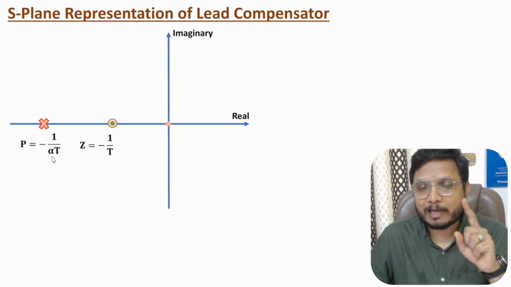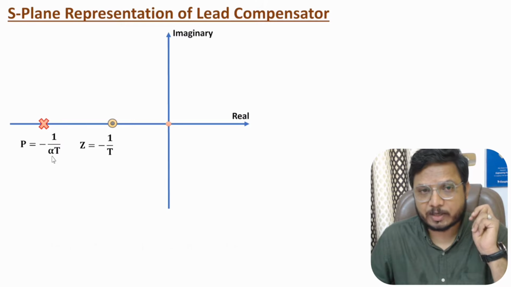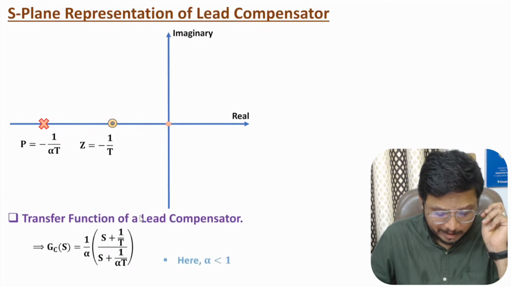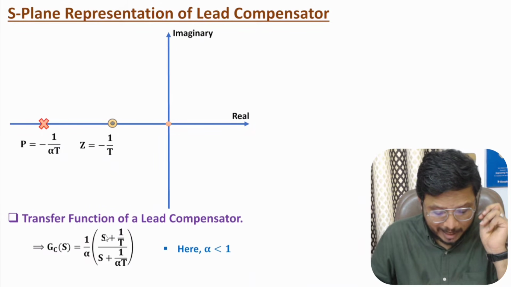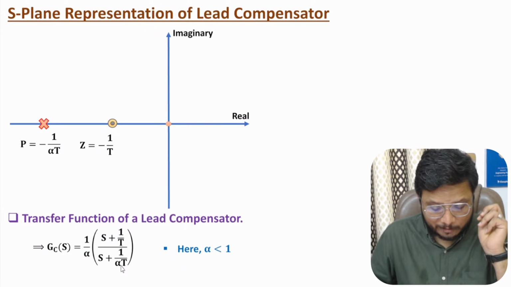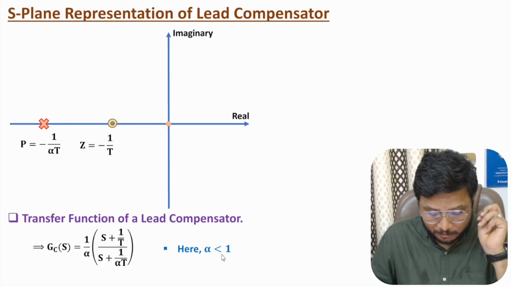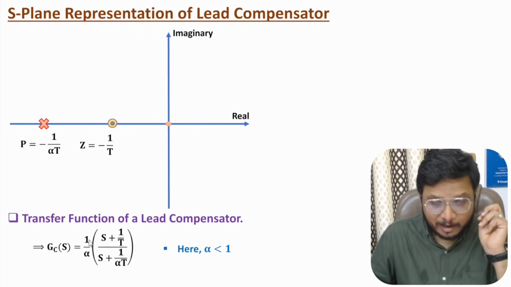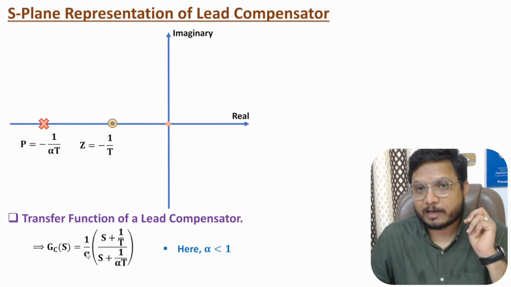Based on this pole and zero, we can identify transfer function. See, transfer function of lead compensator will be 1 by alpha into zero, that is there at minus 1 by T, means it is s plus 1 by T, divided by we have pole, that is s plus 1 by alpha T, right? And always remember, in lead compensator, this alpha value is lower than 1. Here 1 by alpha is the amplification factor.